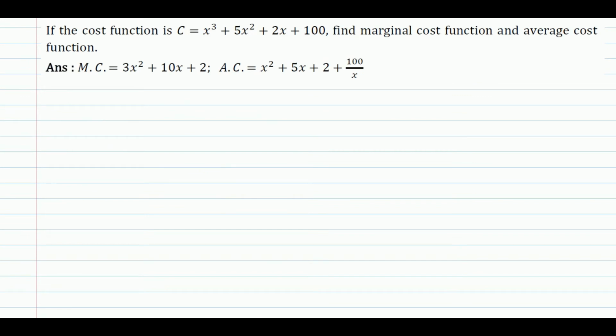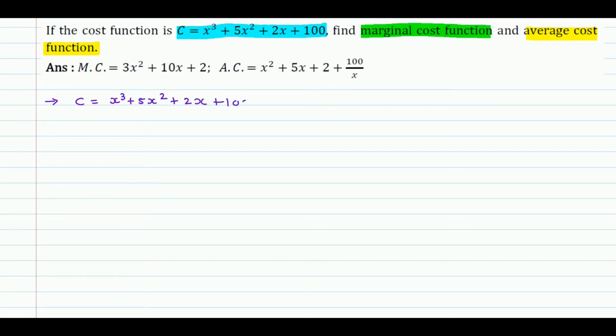This is our first question. The cost function is C equal to x cube plus 5x squared plus 2x plus 100. The question is asking to find the marginal cost function, and also to find the average cost function. So in this question we have to find only marginal cost and average cost. First of all, write down our question: cost function C equal to x cube plus 5x square plus 2x plus 100.